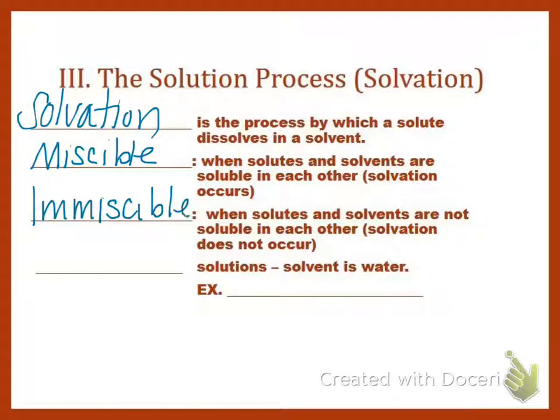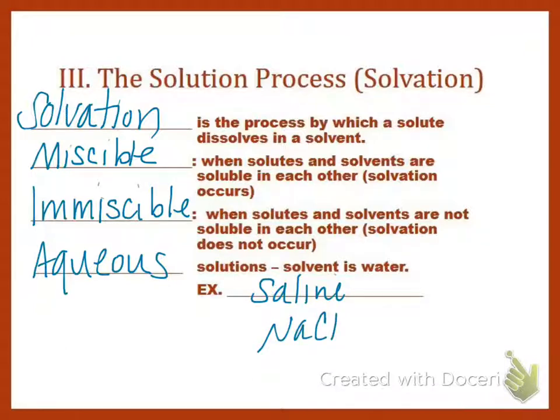So oil and water would be considered to be immiscible. And of course, if something's dissolved in water, what do we call that? What kind of solution? Aqueous. An aqueous solution means that it has water. So saline solution would be an example of that, which is NaCl dissolved in H2O. Okay?